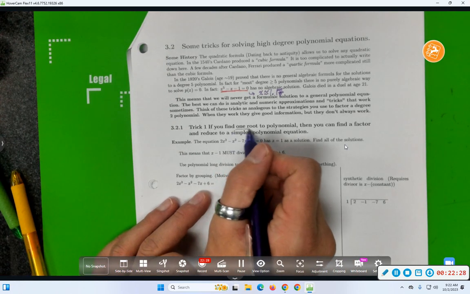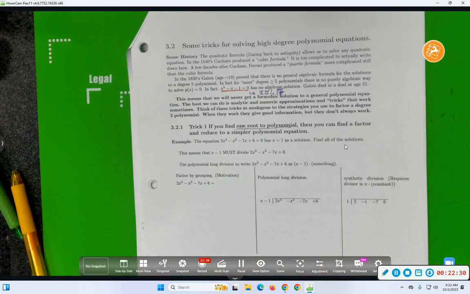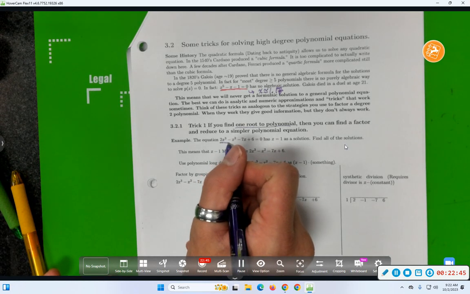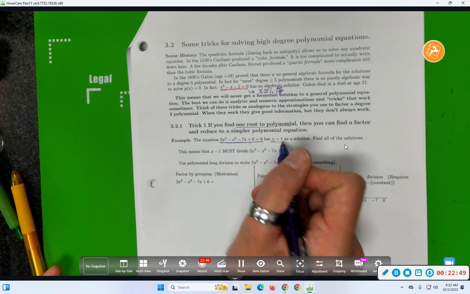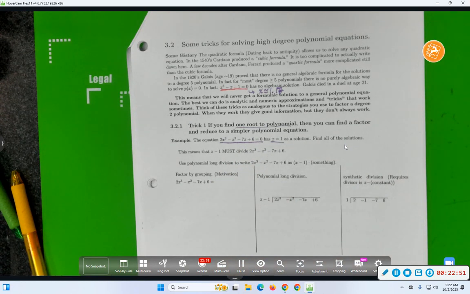If you can find one root to a polynomial equation, then you can reduce this polynomial equation to multiple smaller polynomial equations by factoring. So let's go through and do that. Here's an example. Let's suppose I give you this fact, 2x cubed minus x squared minus 7x plus 6 equals 0. Let's suppose I tell you for a fact that x equals 1 is a solution to that polynomial.